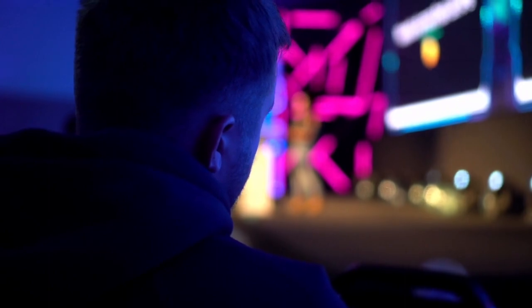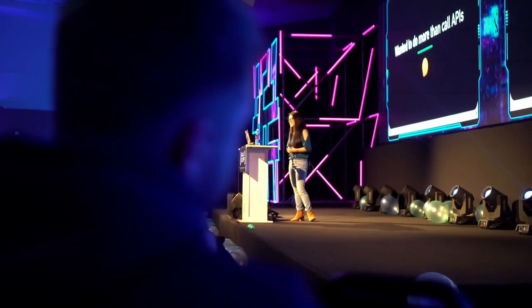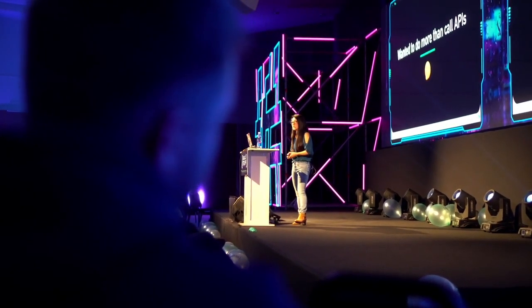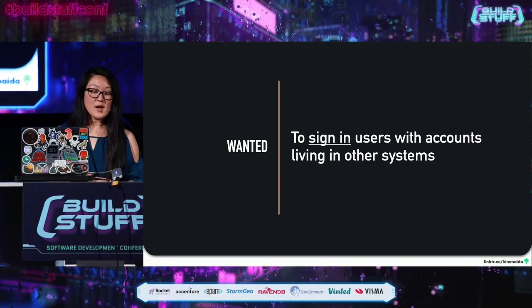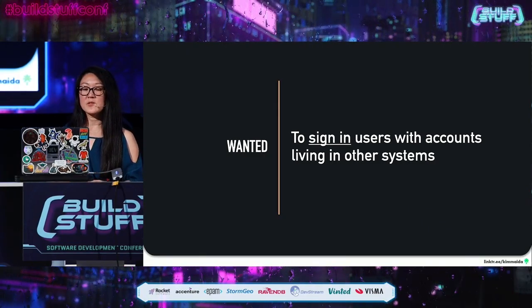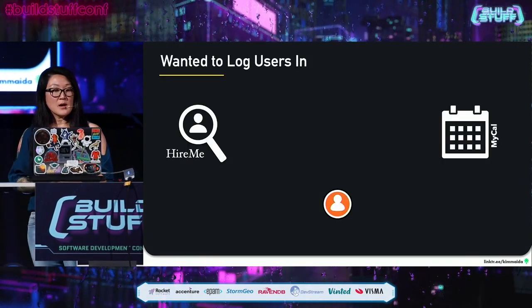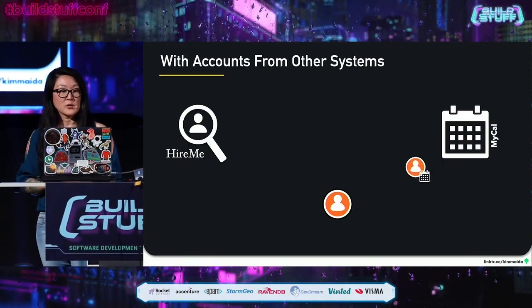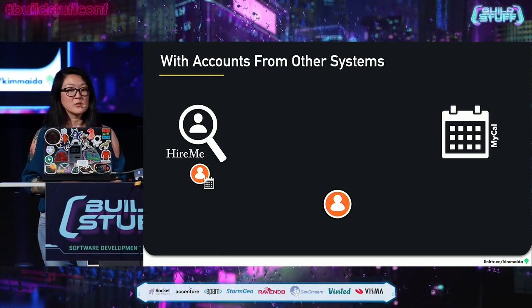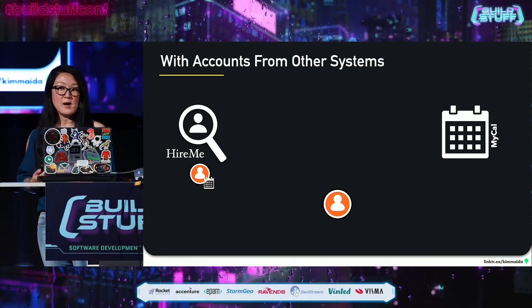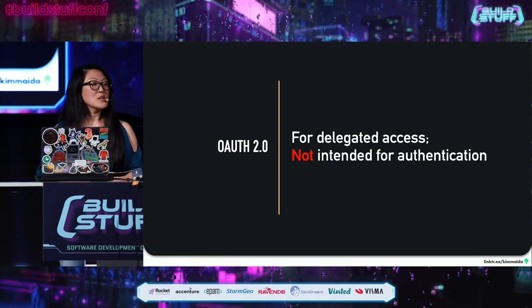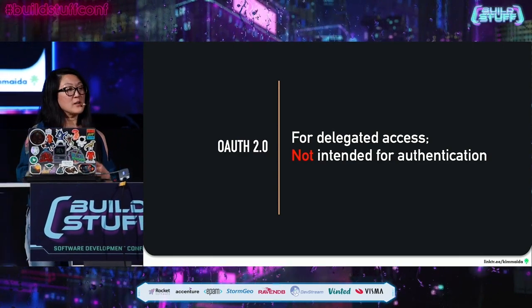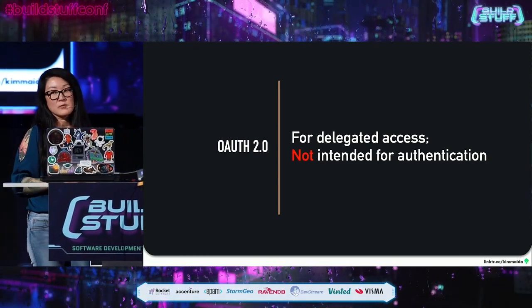But then everybody loved OAuth 2 so much that companies and organizations wanted to do more than just call APIs. They wanted to be able to sign users in with accounts that lived in other systems. For example, maybe HireMe wants a MyCal user to be able to log into HireMe using their MyCal account, even if they don't have a HireMe account explicitly. The thing is, OAuth 2 is for delegated access. It is not intended for authentication.